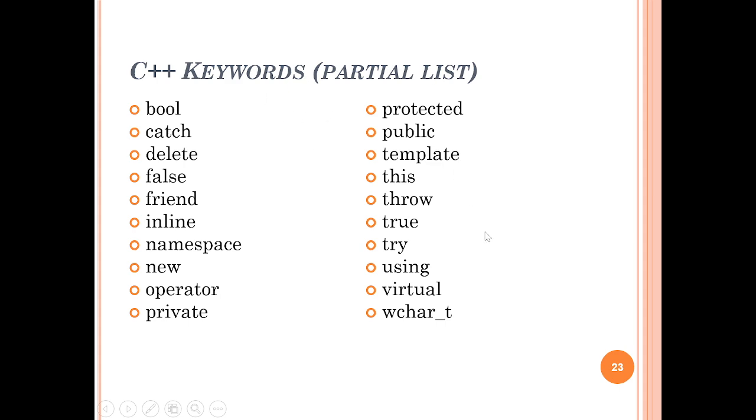We have seen a partial list of C++ keywords. Please note it down in your notes. These are the keywords used specially in C++ only. We can use all our C keywords here also. So these are only for C++, which are not present in the C programming language.